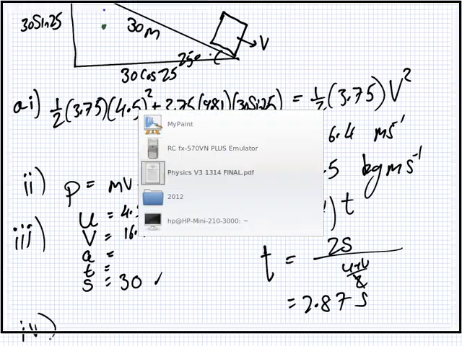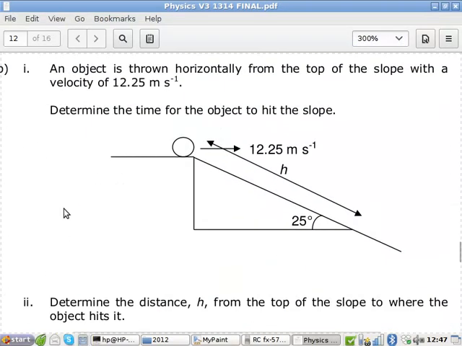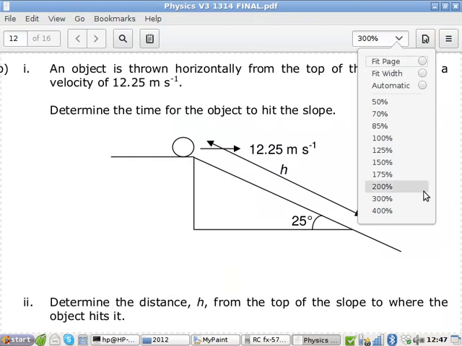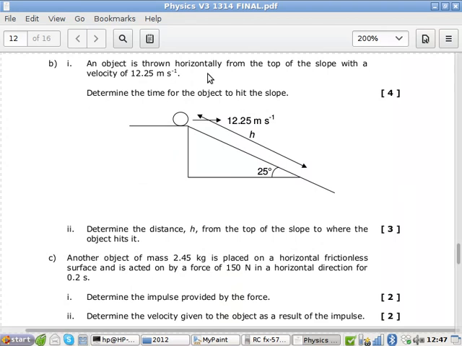Part 4. No, not part 4. Now, the juicy one. That was just the appetizer to get you started. This is the main course now. This one. An object is thrown horizontally from the top of the same slope.